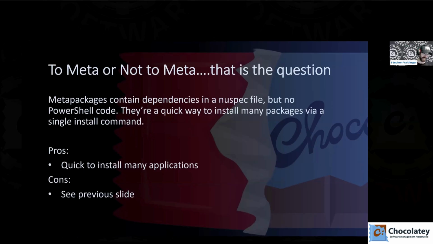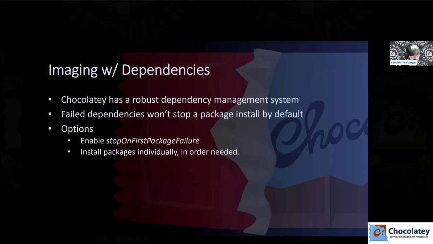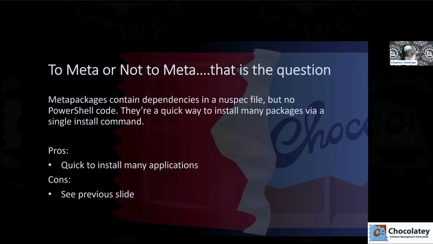Now, there are downsides to that, and we just talked about that in the previous slide, in that failed dependencies won't stop a package from being installed. So when you're using a meta package to install a whole bunch of stuff at once, you really want to control the state of things and what happens should one of those applications fall over.